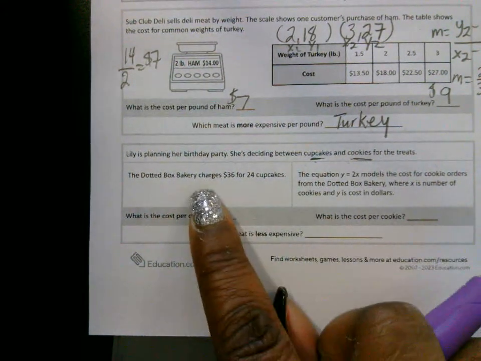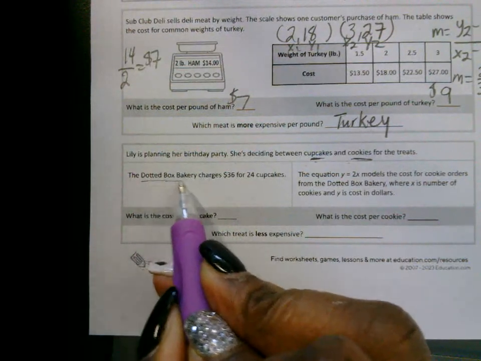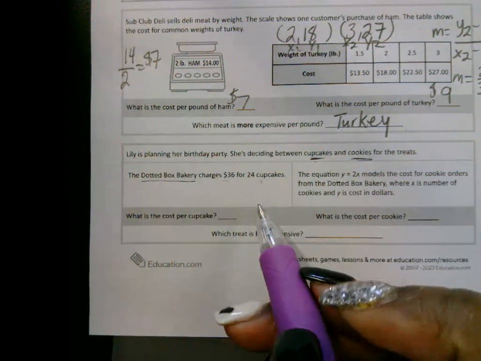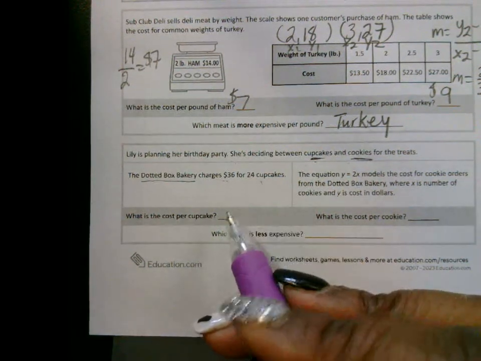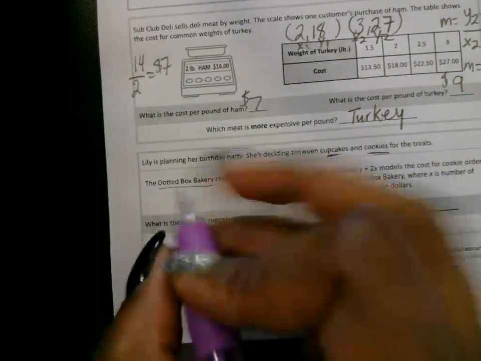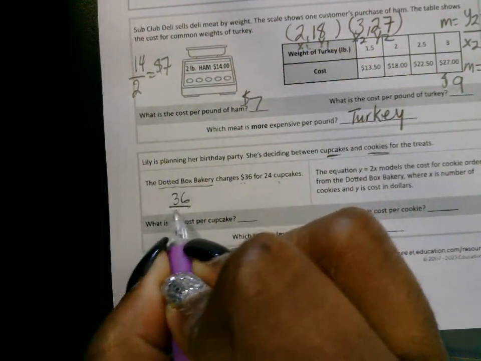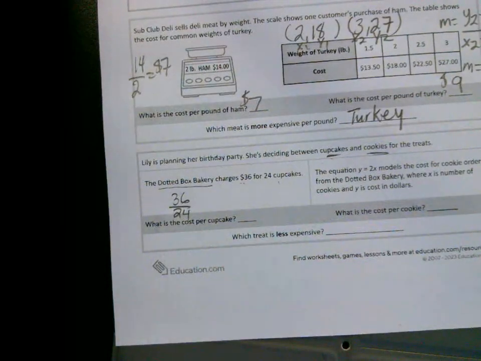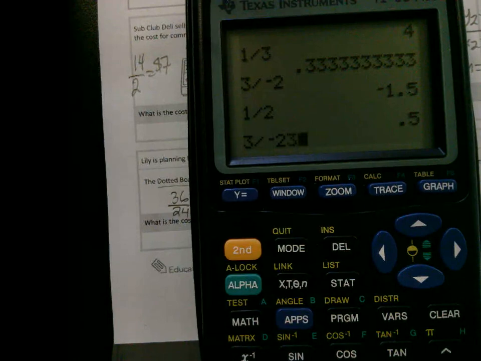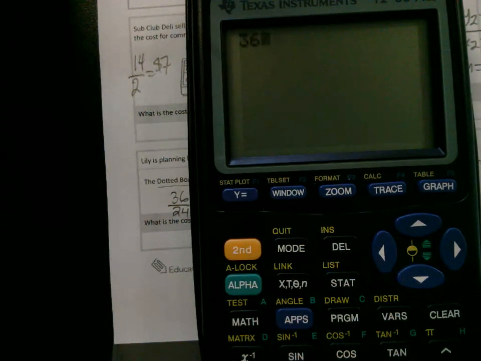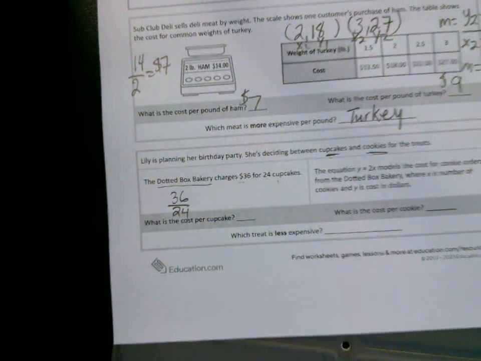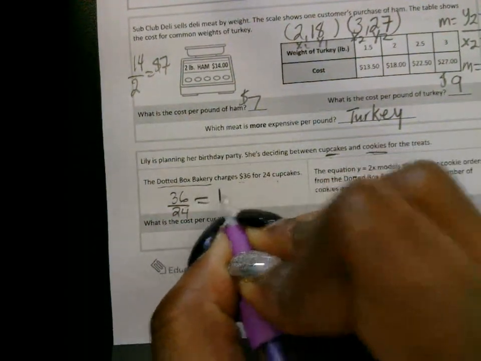Okay. So let's look at this one. At this bakery, Dot Box Bakery charges $36 for 24 cupcakes. How much is it going to be for each cupcake? How do you figure that out? Division. What are you dividing? 36 divided by the 24. So let's divide. Wait, baby. 36 divided by 24. What does that give you? How much money is that? $1.05. $1.50.